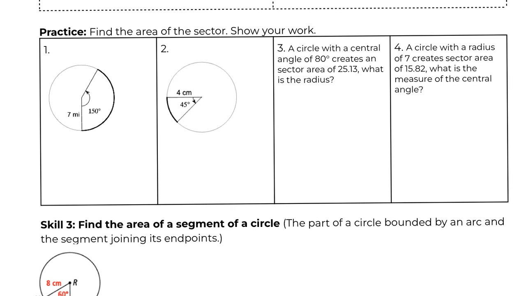All right, so let's look and see. We're trying to find the area of the sector. So remember, that's this whole piece of pie. That's what I'm trying to find. So I'm going to use percentage. The percent of my circle is 150 out of 360. That's how much I've got. And then I'm going to times that by the area, which is pi times 7 squared. That's just a calculator problem.